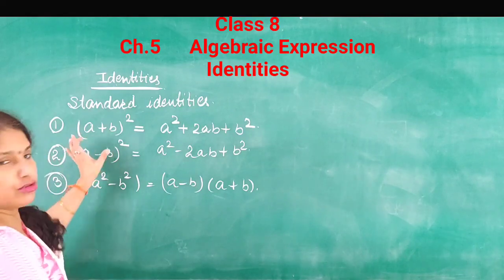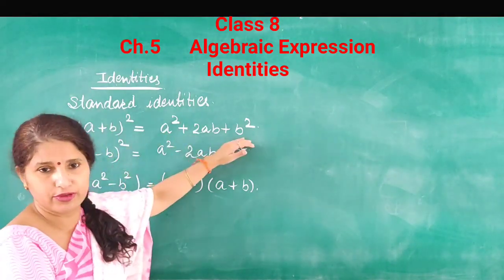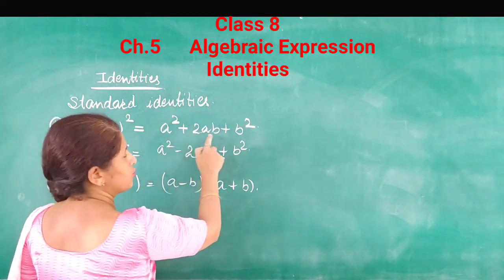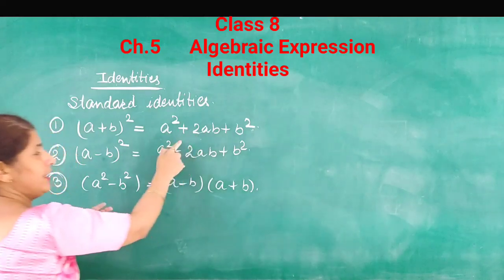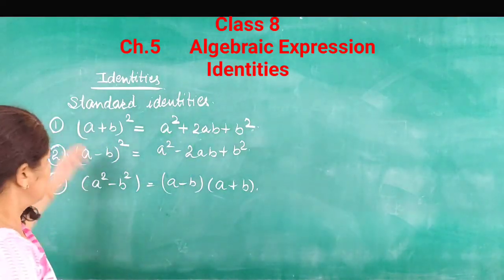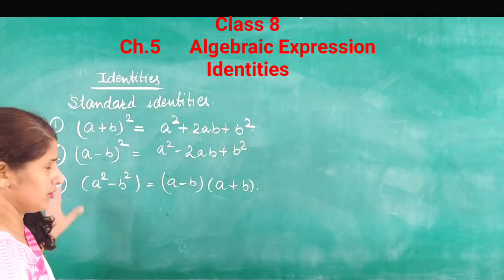Sometimes our question is in the form of a plus b whole square and we expand it using the identity like this, and sometimes the question is in the form of a square plus 2ab plus b square and we write it in a compact way like a plus b whole square. So these are three identities. Using these identities we will do the questions.